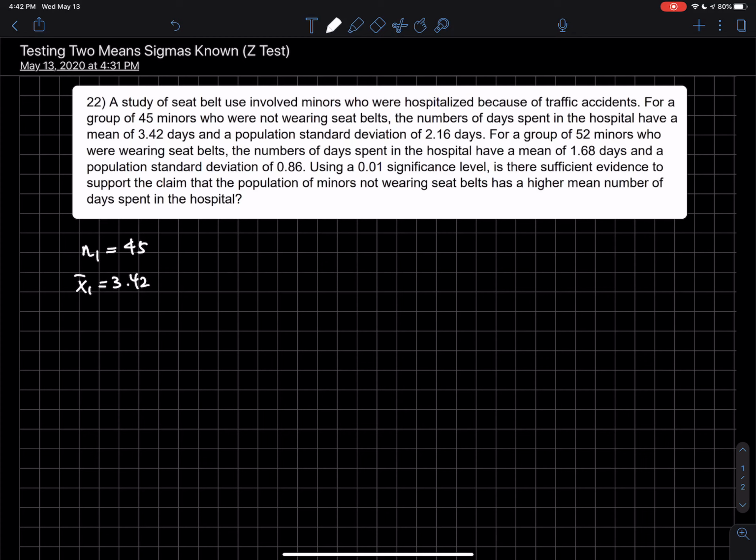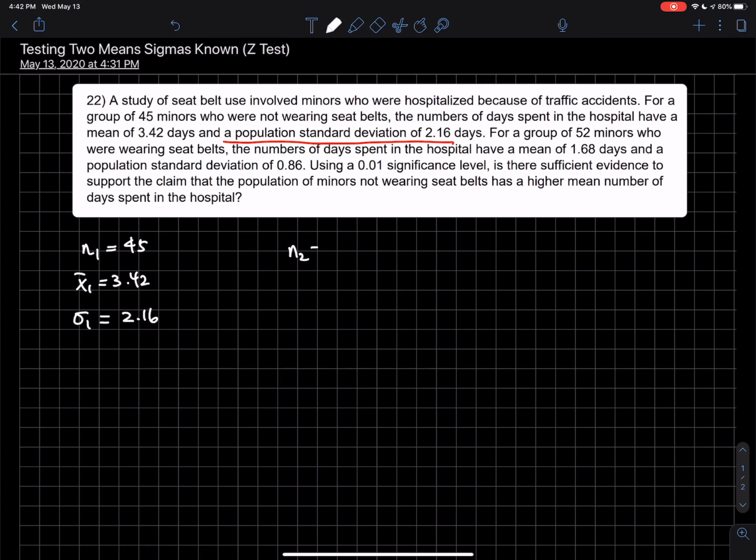And a population, and you notice I'm going to underline that. You see it says population standard deviation, and that's how you know it's sigma, not s, and that's how you know it's a z-test, not a t-test. So population standard deviation is 2.16. Now for a group of 52 minors, so n2 is 52. The average number of days hospitalized, x2 bar, is 1.68, and the population standard deviation sigma 2 is 0.86.